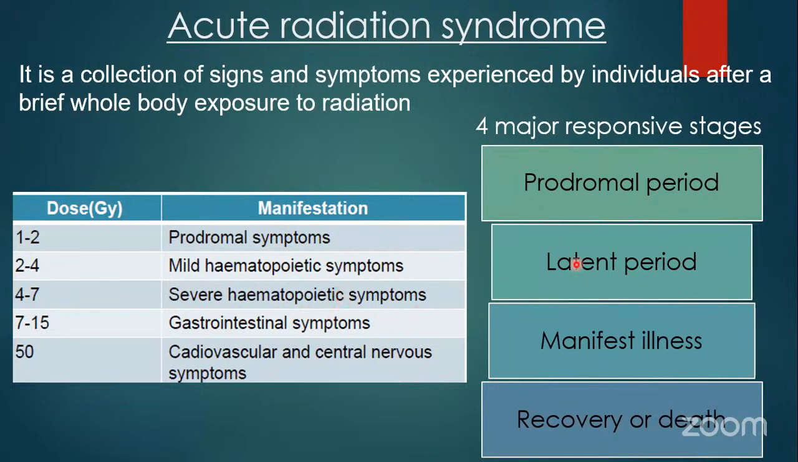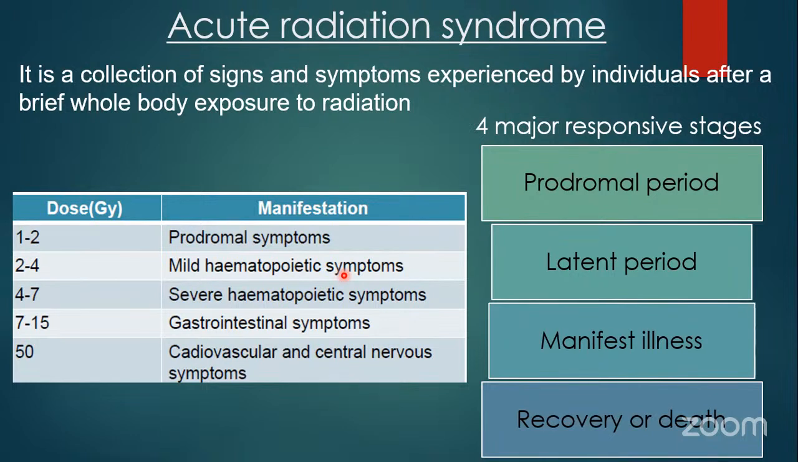And you can see that the patient responds in four main stages. First is the prodromal stage, second is the latent period, third is manifestation of illness, and the last one, if the patient is treated on time, then there are chances of recovery, and if left untreated, it can be lethal to the patient. So, with a dosage of 1 to 2 gray, the patient is going to manifest with prodromal symptoms like fever, malaise, and all that. And at 2 to 4 gray, you see mild hematopoietic symptoms like anemia, and in certain cases, a decrease in the levels of your clotting factors and all that.